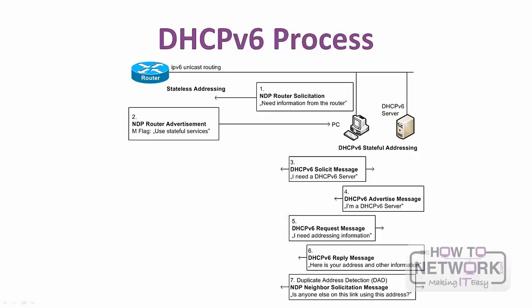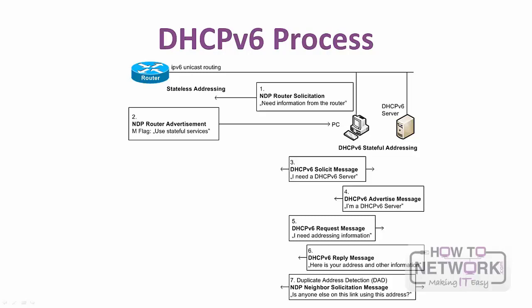Step 5. PC will respond to the selected server by sending a request message, asking for configuration parameters, including IP addresses. Step 6. The DHCPv6 server responds with a reply message containing the assigned addresses and other configuration parameters.